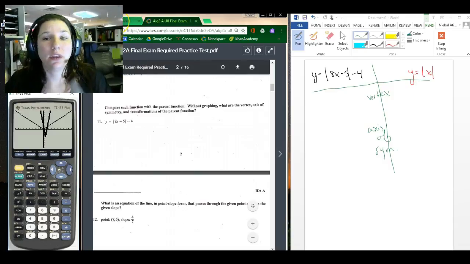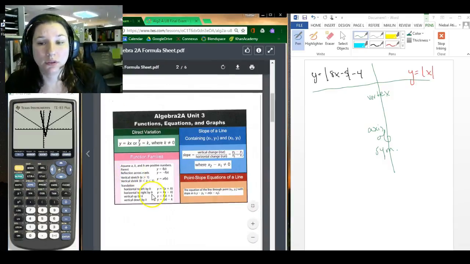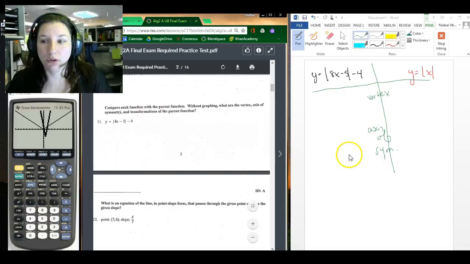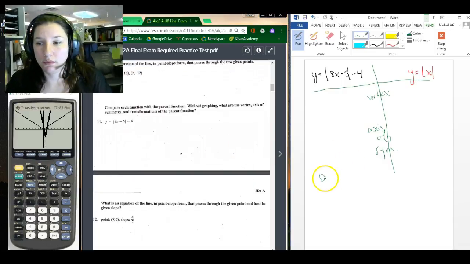Another way to do it is where you have your formula sheet. So we included the transformations here. This question comes from Unit 3. So you can see that if you're subtracting or adding a number to the outside, it's going to move it up or down. So that's what this -4 is going to do. It's going to move it down 4.